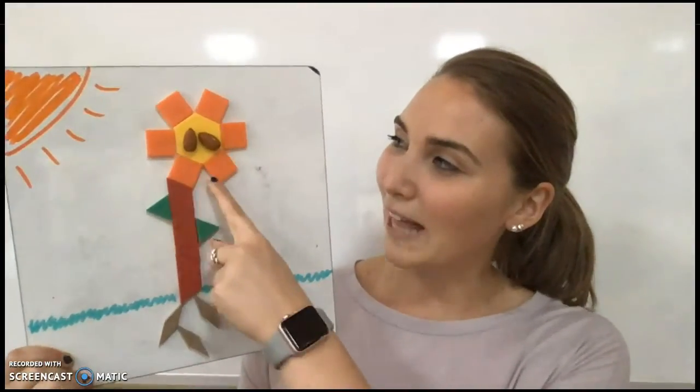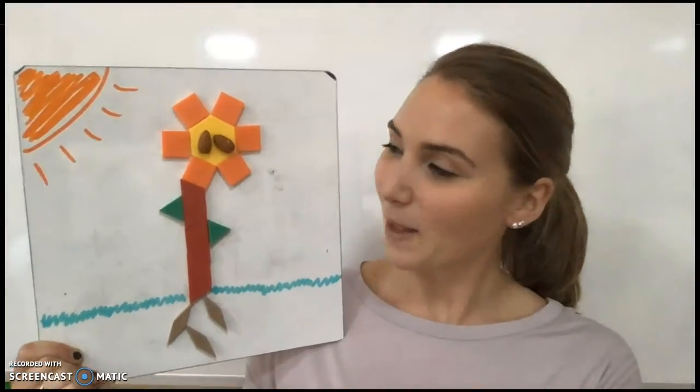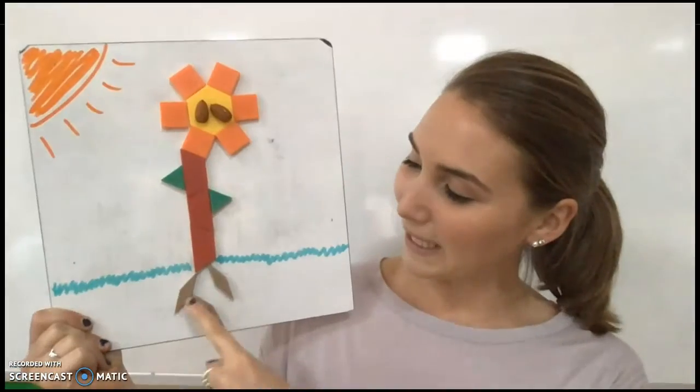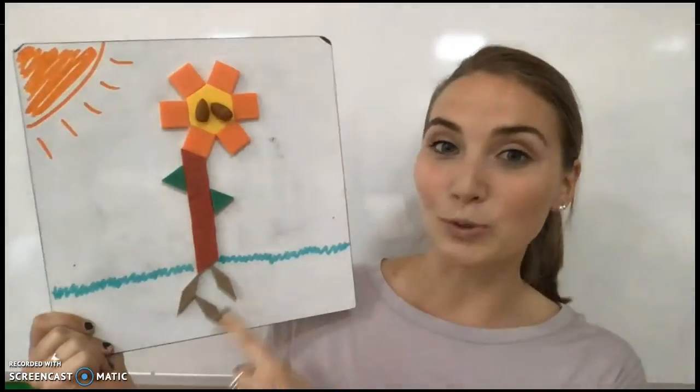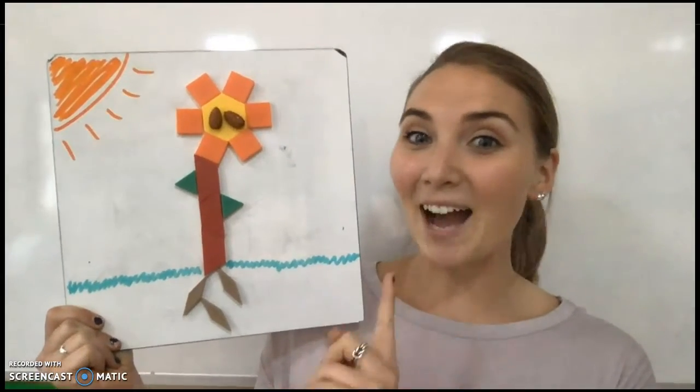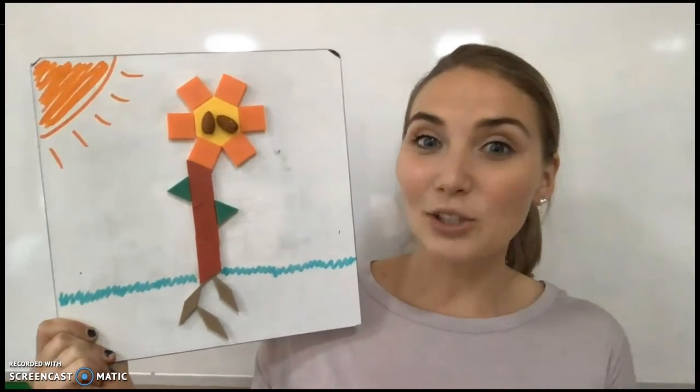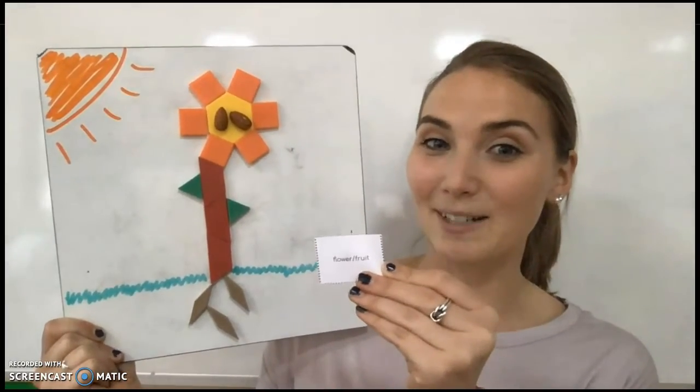My plant has a flower and seeds. My plant has a stem and leaves. My plant even has roots. Now I'm going to label the parts of my plant using the labels provided.